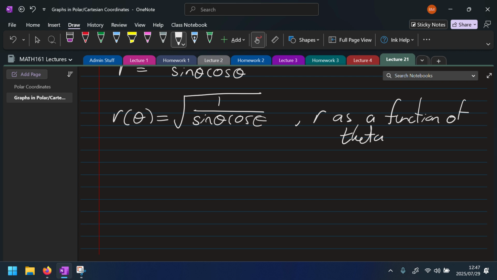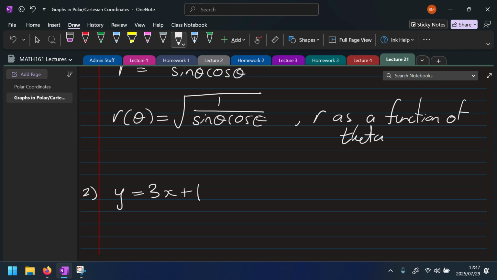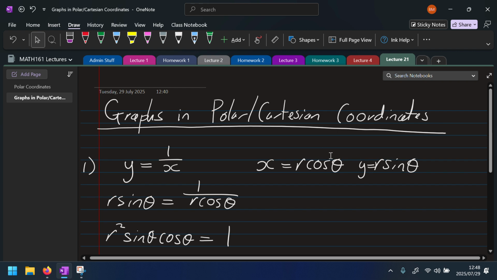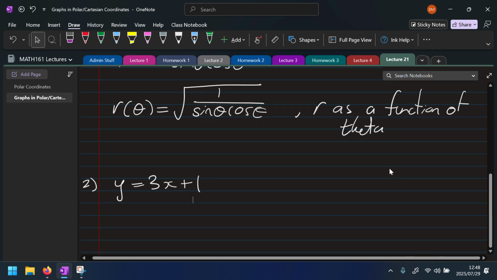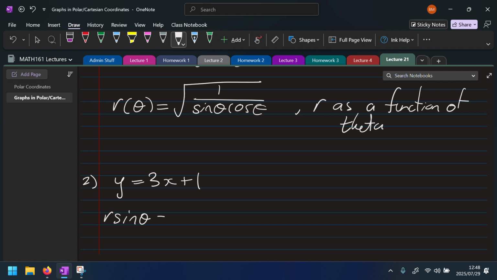Let's have a look at example 2. So we're given y equals 3x plus 1. So straight line, we know what this looks like. Now we want to change from Cartesian system to polar system. And again, we're going to use these equations here on the right. So wherever you see an x, you put the r cos theta. Wherever you see a y, you put the r sin theta. And let's see what we get. So y, that's going to be r sin theta. X, that's going to be r cos theta. Everything else stays the same.